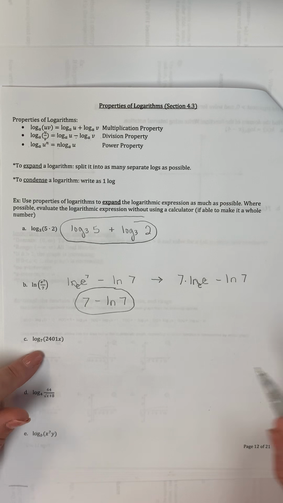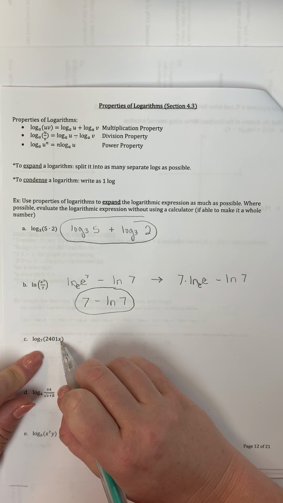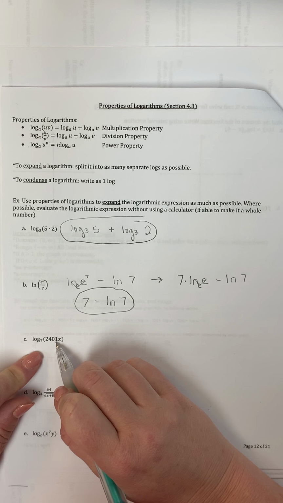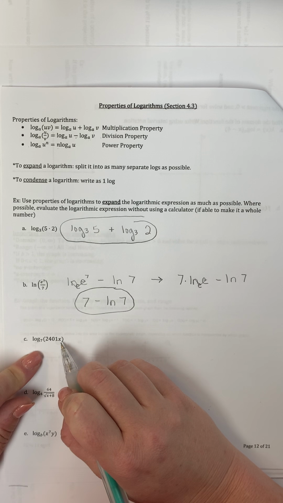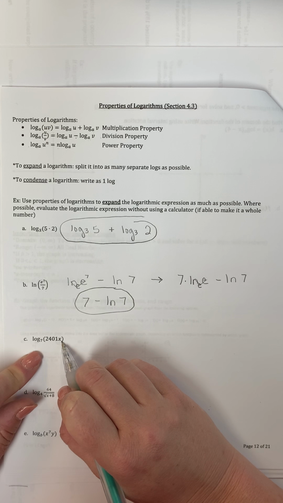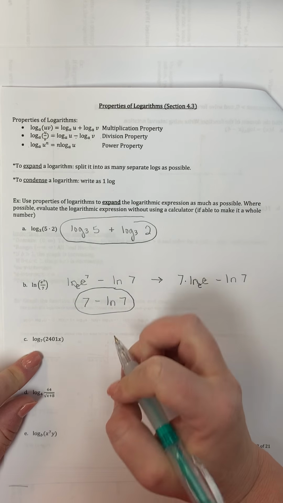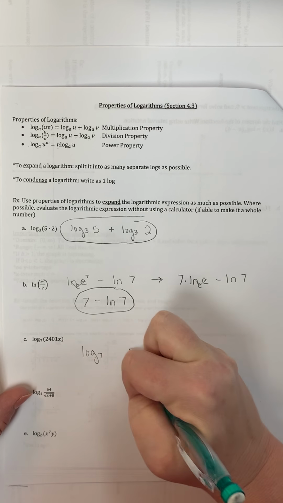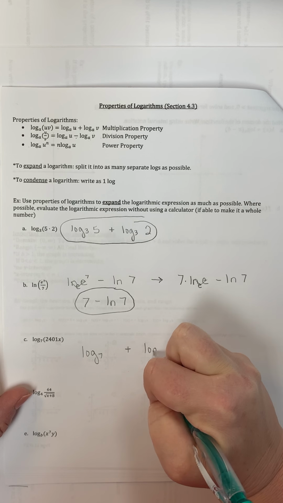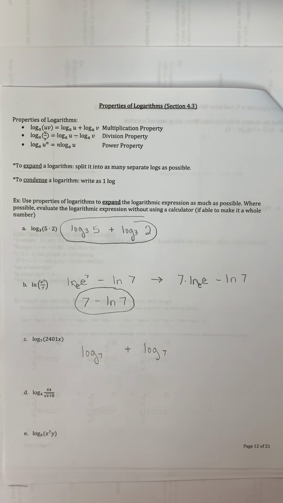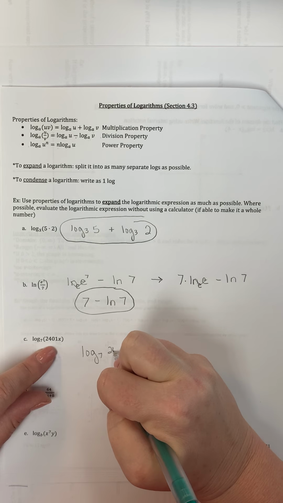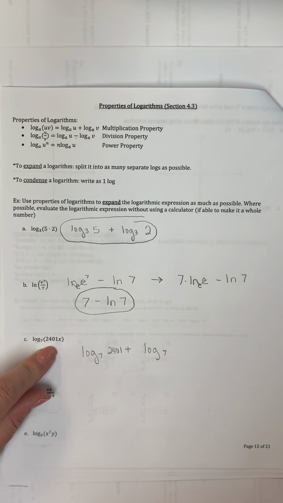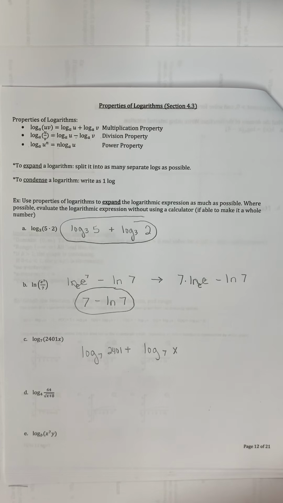Okay, let's try this one. I have two items here multiplied together. I have this number, 2,401, and I have the letter X. Okay, here we go. Because they're multiplied, I'm going to be adding two logs together. The first one is going to have the argument 2401, and the second one's going to have an X. Now, we have to be careful here. Let's go to our calculator.